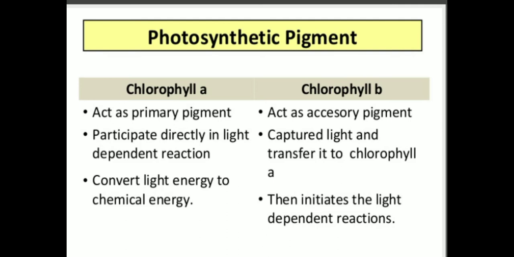While the chlorophyll B acts as an accessory pigment, that means it only absorbs the light and transfers it towards chlorophyll A. The captured light is transferred to the chlorophyll A, hence it is called an accessory pigment. They have no ability to convert it into chemical form. Then it initiates the light dependent reactions.